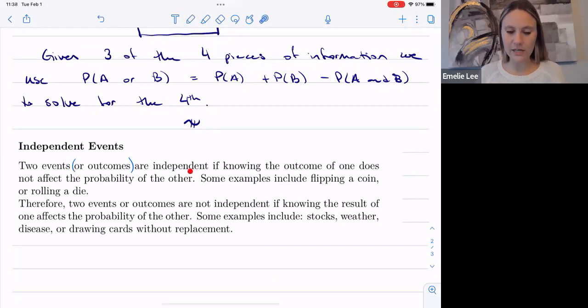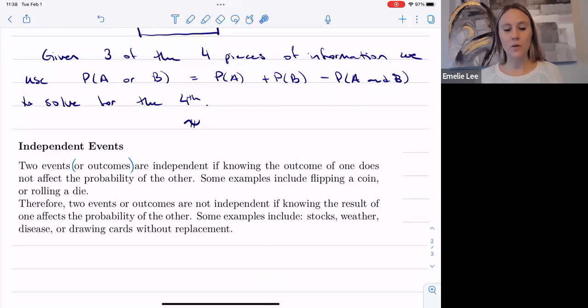So 2 events are independent if knowing the outcome of one does not affect the probability of the other. Okay, so if you're flipping a coin, even though it's human nature to start to think, well, I've flipped 3 heads in a row, the next one has to be tails. We also understand that the probability of heads is still 50-50, right? There's still a 0.5 probability of getting a head again, right? For a 4th time in a row, for a 5th time in a row.